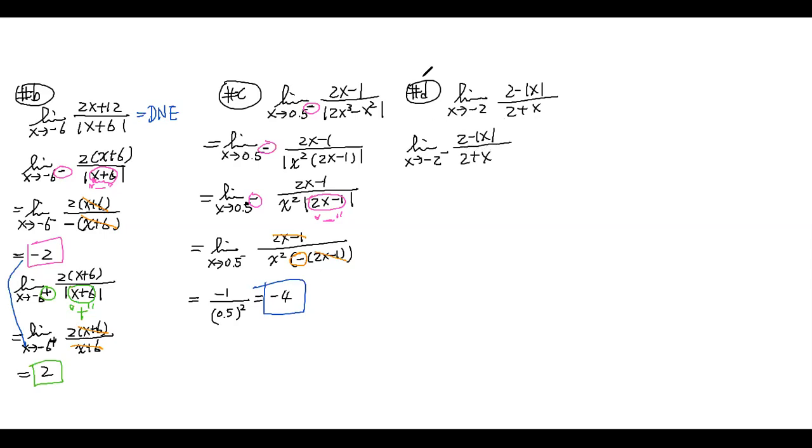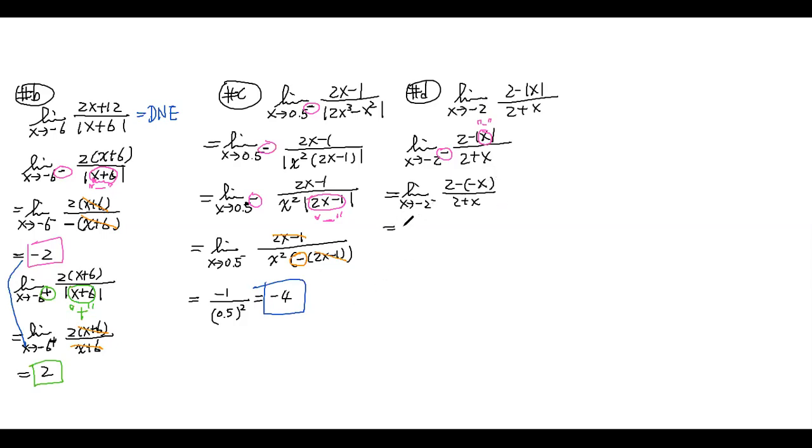Because this is from the left-hand side of negative 2, it could be negative 2.11, negative 2.42. So the whole thing here is negative. If the whole thing is negative, so here x approaches negative 2 from the left-hand side, I take it out of the absolute value and need to add a negative sign in front.